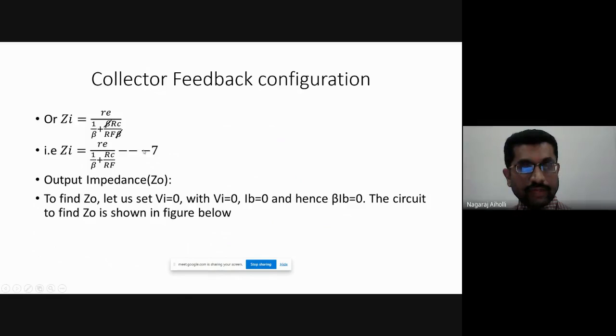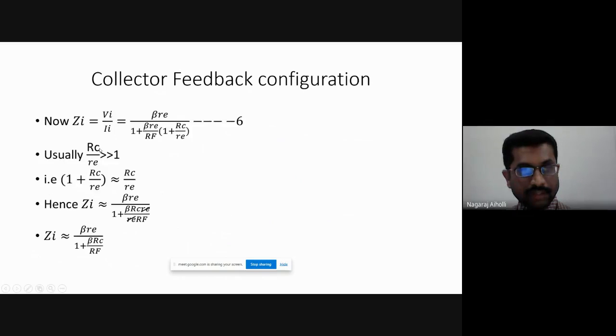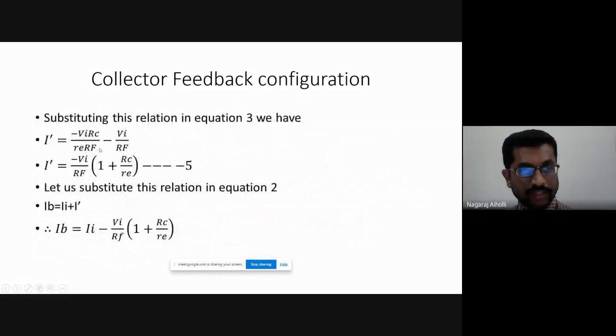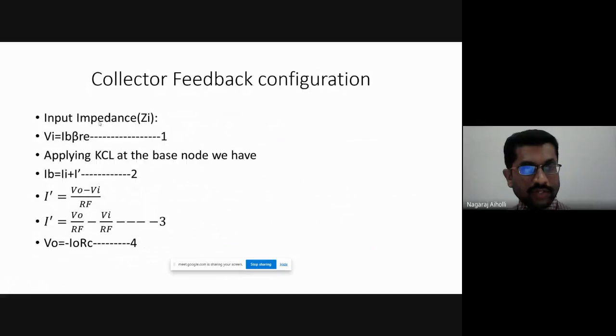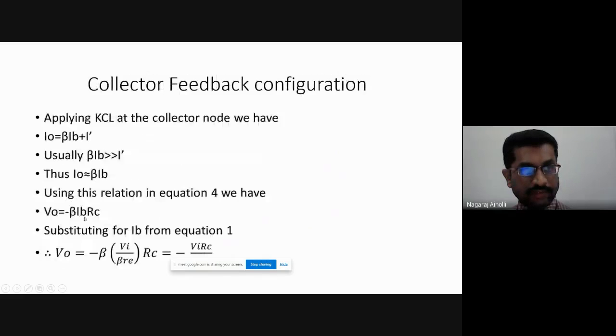To get the equation for input impedance, we are resubstituting the equations. We are starting with the first equation. What is the first equation we started with? Vi is equal to input voltage. Then we write the equation for IB, the base current. Then once we get this, we find the equation for I dash. The equation for I dash is again in terms of V naught. Therefore, write the equation for V naught here, substitute that and get the equation for I dash. Then I naught is given by beta IB plus I dash.